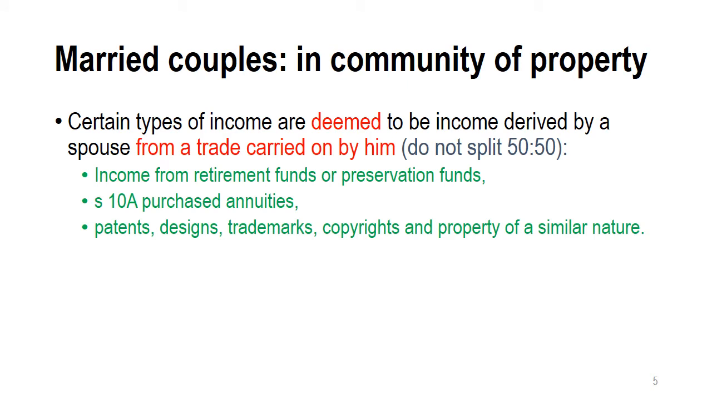Then there are certain types of income that are deemed to be income derived from carrying on a trade. In other words, these are also types of income that even if we are dealing with spouses married in community of property, we won't split it between them at all. This includes income from retirement funds or preservation funds.